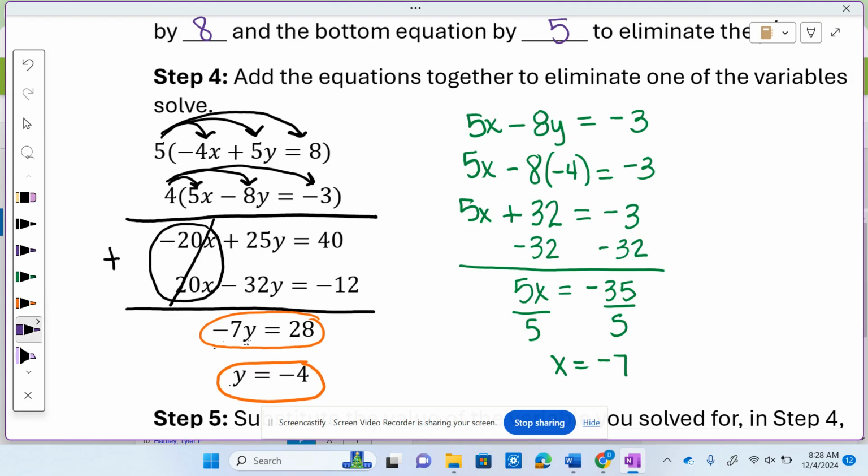What do we need to do? Ordered pair. Remember that this is an x, comma, y ordered pair. So what is my solution? Negative 7, comma, negative 4. Perfect. Negative 7, comma, negative 4.